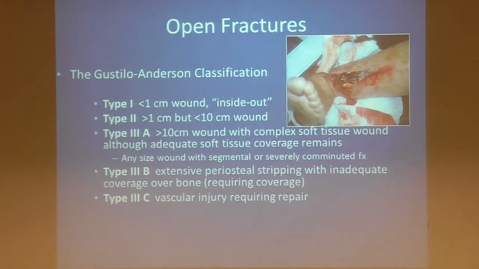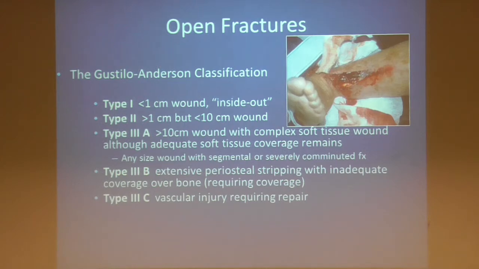Open fractures, there's a lot of different classifications out there. Your type 1s are typically your less than 1 centimeter wound, and they're often inside out. Those are some of the ones we see in the more elderly patients. The type 2s, those are between a centimeter and 10 centimeters, and those are a little more significant.